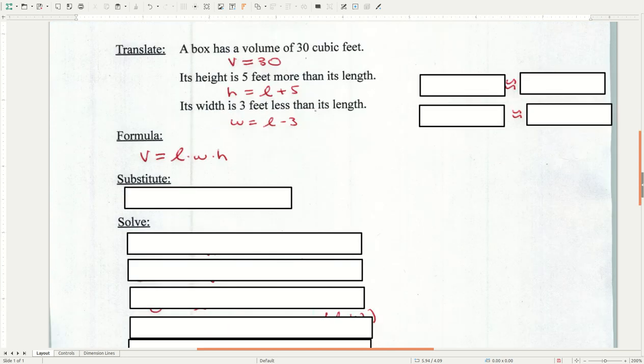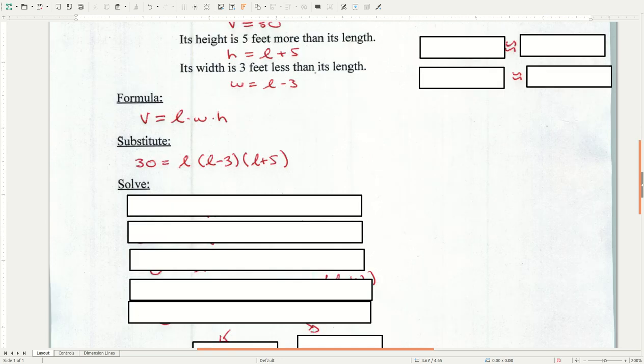Now, just like with an area of a rectangle question, we're going to substitute in what we know. So I'm going to recopy the formula, V equals L times W times H, but I'm going to substitute as I go. So instead of writing V, I'm going to write what it's equal to, namely 30. And of course that L is going to stay an L, the W is going to become what it's equal to, L minus 3, and the H is going to become what it's equal to, L plus 5. So with that substitution taking place, the parentheses are grouping symbols reminding us that that L minus 3, for example, is W. It needs to be done first.